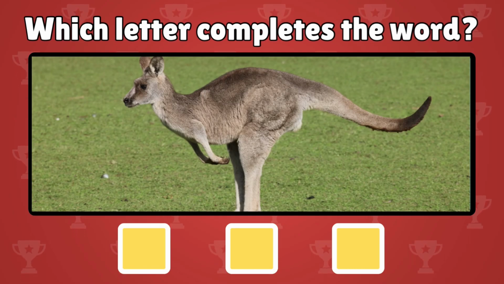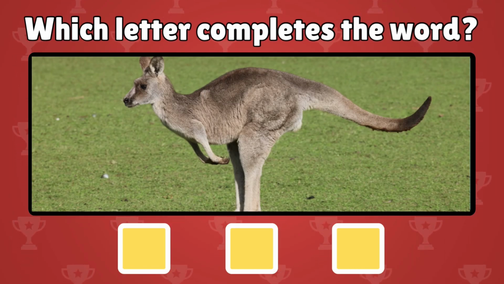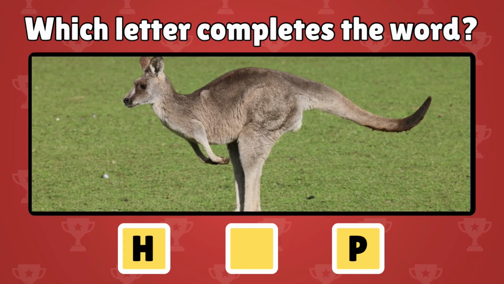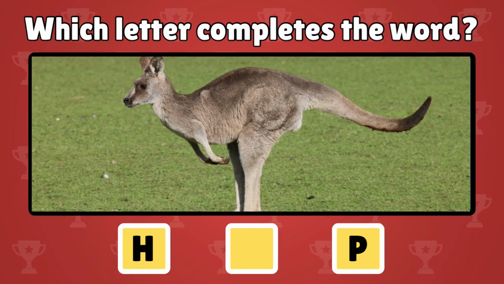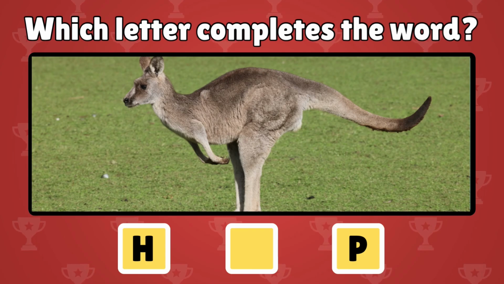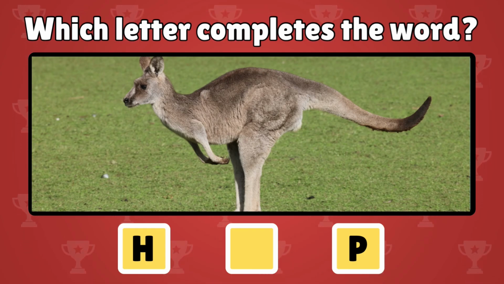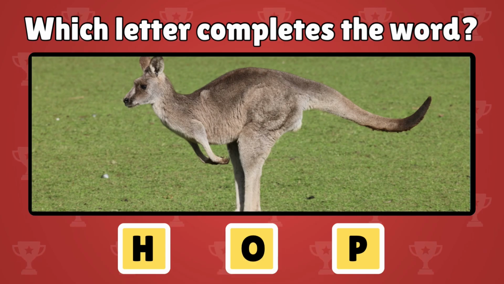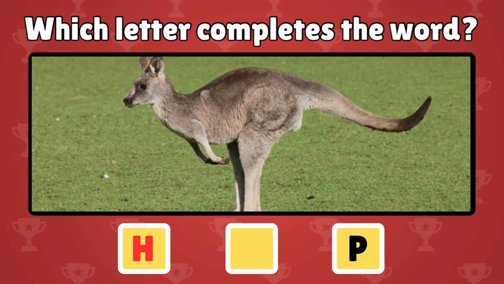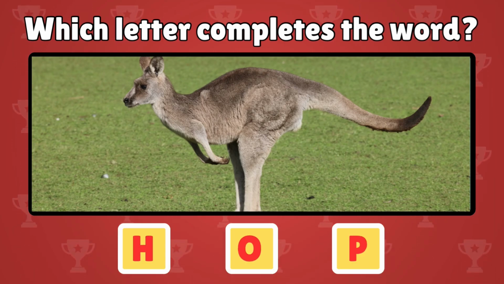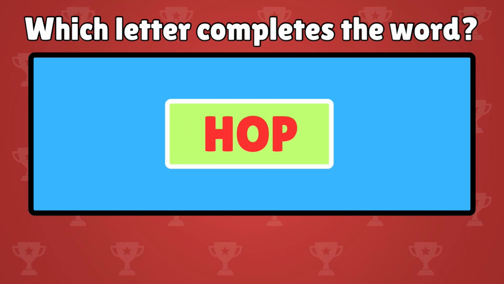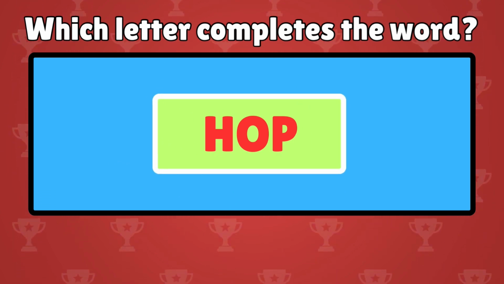Look at the picture. It is hop. Here, vowel is missing. H, P, which letter completes the word? It is O, H, O, P. Hop. Can you say it again? H is for hop. Hop.